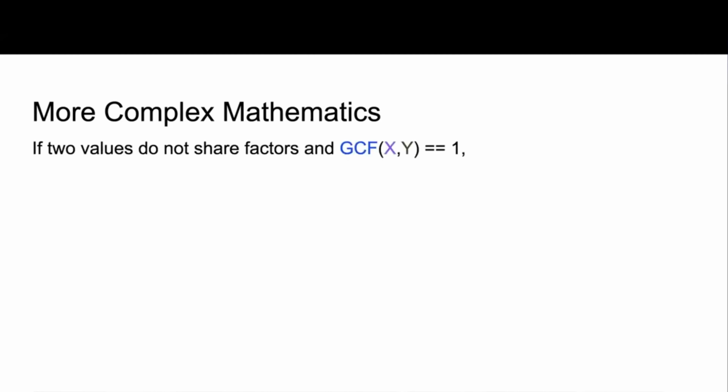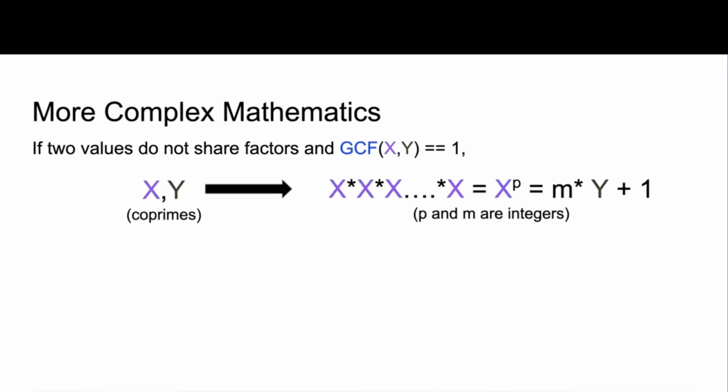Let's introduce some more complex mathematics that will help us find a better guess for g. If two values do not share factors, so in this example, we'll look at x and y, they'll be co-primes and their greatest common factor is equal to 1. So we can take our co-primes x and y and relate them in such a way that we can take x, multiply it by itself many times, or in other words, raise it to some exponent p, and that'll be equivalent to m, some constant, times y plus 1. Here, p and m are both integers.